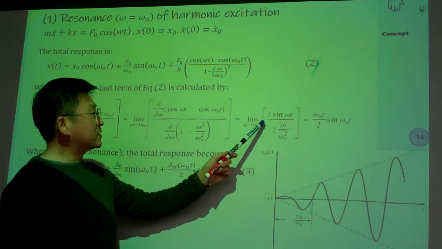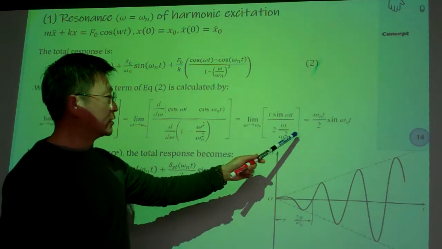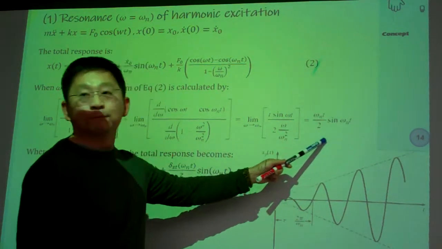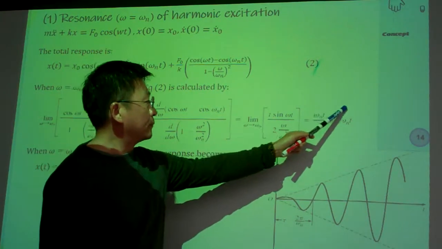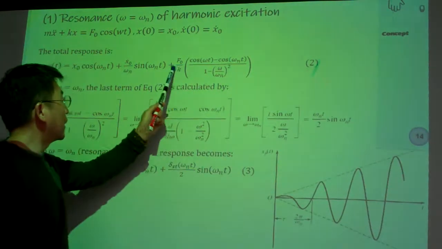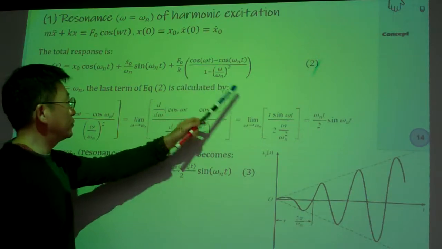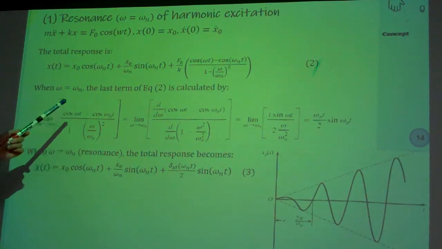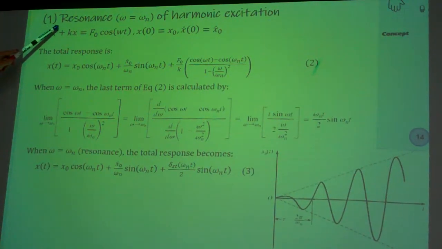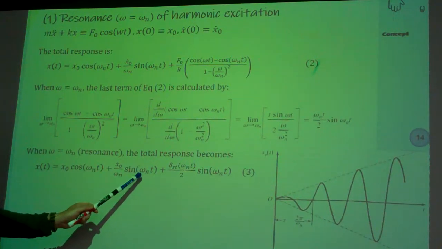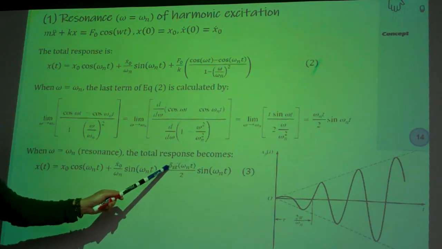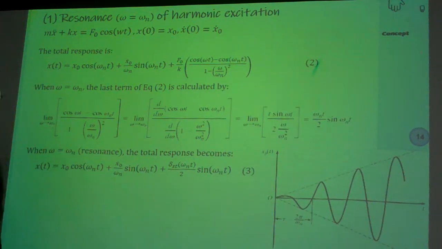So under this case, we calculate the limit, which is equal to this one. Okay, good. So simply we replace this term by this one. So equation 2, under the resonance situation, becomes this one. Again, the first two terms are unchanged; that is the transient response. And then the steady state response becomes like this.